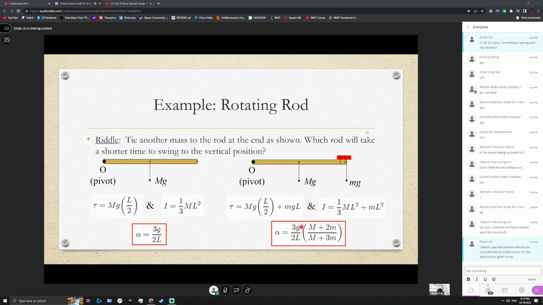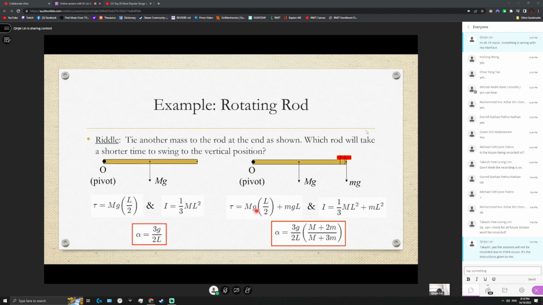You see the term on the outside of the bracket is the same as this, but inside the bracket, the numerator is smaller than the denominator, correct? Which means this alpha is going to be a smaller value as compared to this. What does it mean? This angular acceleration now with the attached mass is lower than the original one. So if you put a mass at the end, the acceleration will be lower. So it will take more time to reach the vertical position, which is not very intuitive to most people, right? You will expect that if you tie one more mass, it should swing down faster, right? But no, that's not the case.